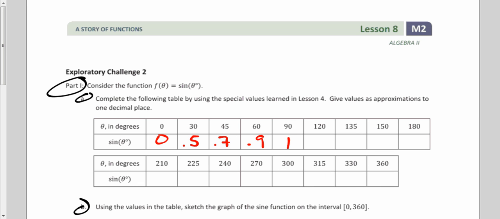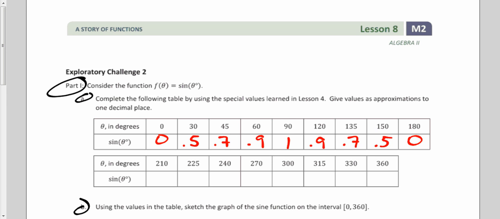It went up. Now it's going to start going down because we started here. Now we're here, and now we're going back down. So my y's are going down. So this is going to be 0.9. This is going to be 0.7. This is going to be 0.5. And this is going to be 0.